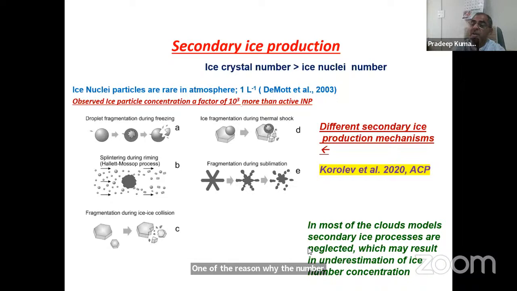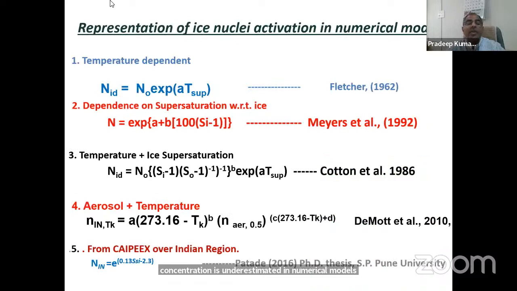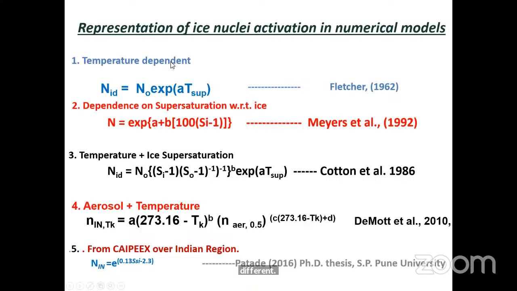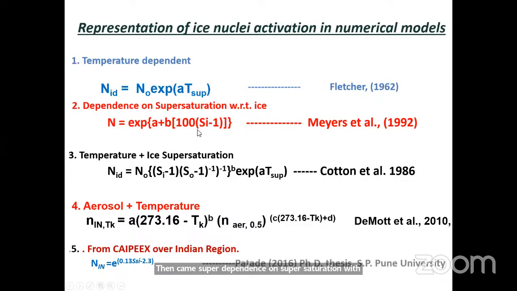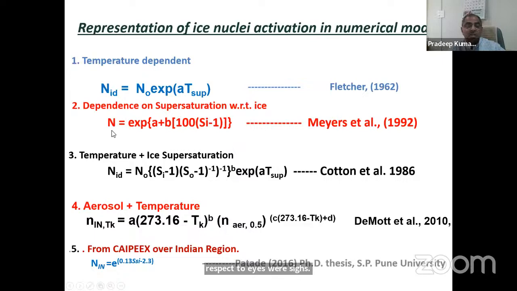Now, from the laboratory and the field experiments, when you run the numerical models, the ice nuclei activation in numerical models can be run in different parameterization modes. So one is temperature dependent. This is a form which was originally given by Fletcher in 1962. This was the very first parameterization given for numerical weather forecasting. Then came the dependence on supersaturation with respect to ice, where SI is the supersaturation with respect to ice, and this was given by Meyers. And then with respect to both temperature and ice supersaturation, this is the form which is given by Cotton et al.